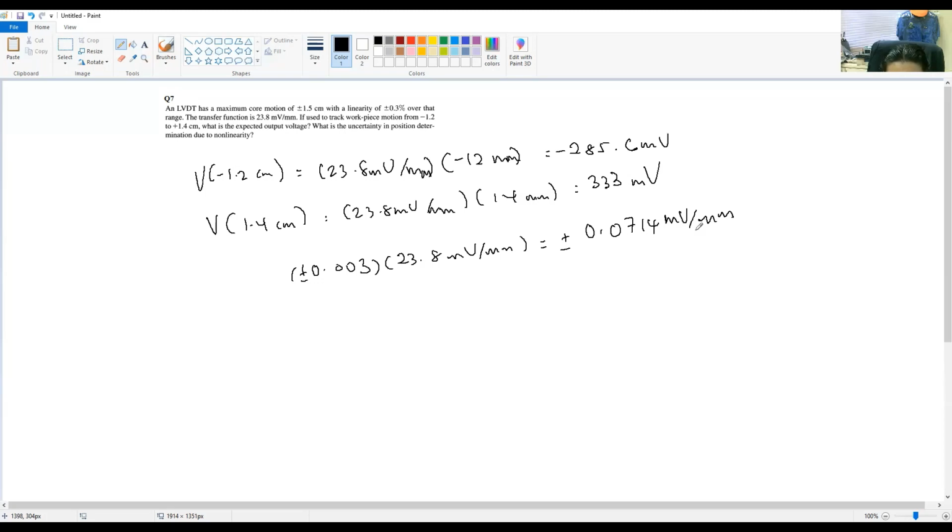So that's it. If the sensor output was 333 millivolts, which is nominal 1.4 cm, the actual core position could range, and we can use the calculator, from 1.40329 to 1.39506 cm. So this is the actual core position in this range, from 1.4 something to 1.39 something.